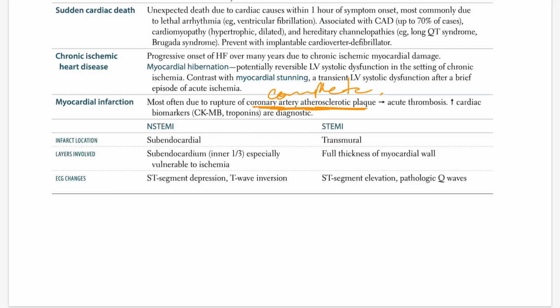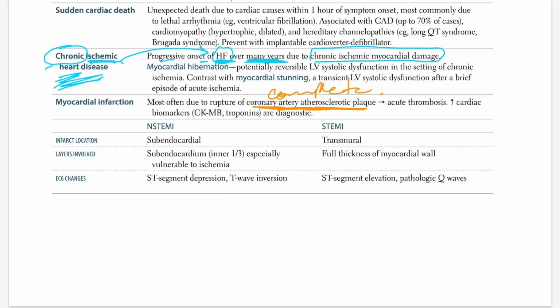The next one is about chronic ischemic heart disease. As the name suggests, it's a chronic ischemic heart disease. Well, chronic ischemic heart disease is a progressive onset of heart failure over many years, chronic, many years, due to chronic ischemic myocardial damage. Okay. So there, again, as the name suggests, what do we have? Because of this chronic ischemic heart disease, the patient is going to go into heart failure. So for many years, if any patient has this chronic ischemic myocardial damage, he can go into heart failure.